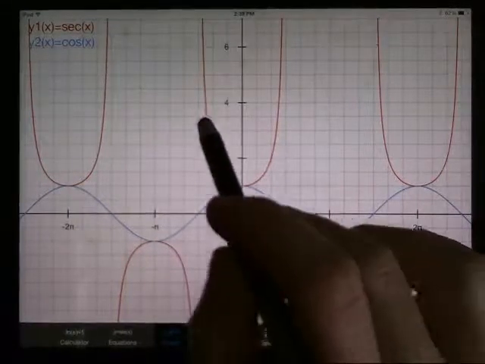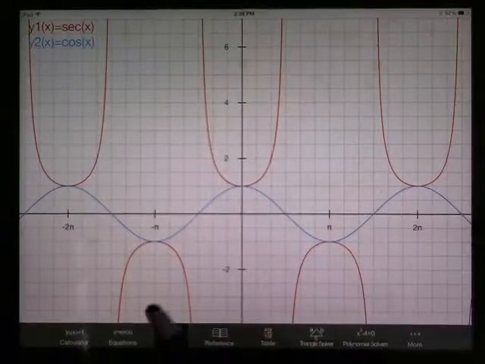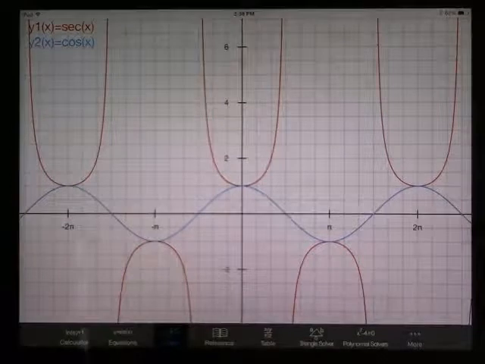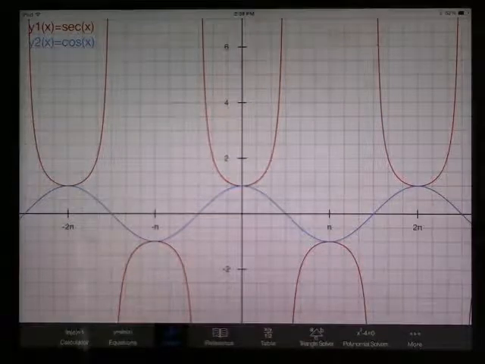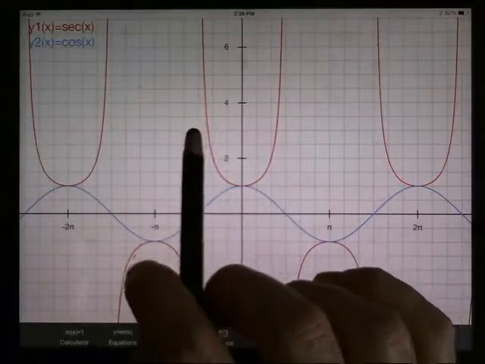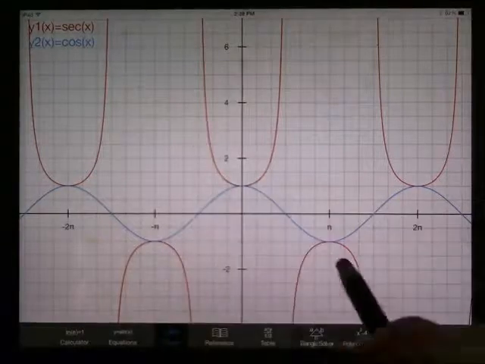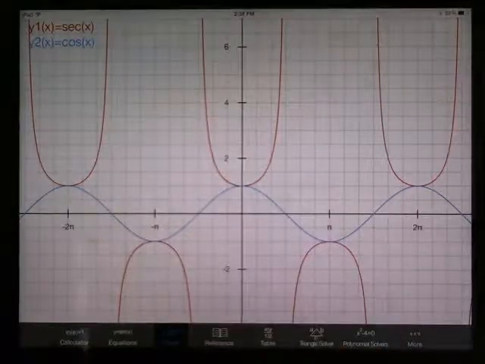I want to point out that these U-shaped things, some people call them parabolas. They are not parabolas. Parabola is a very specific word, which is a shape that comes from a quadratic function. This is not a quadratic function. This has vertical asymptotes. Parabolas don't have vertical asymptotes. Okay, it's a U-shaped thing up and down. It's a secant curve.